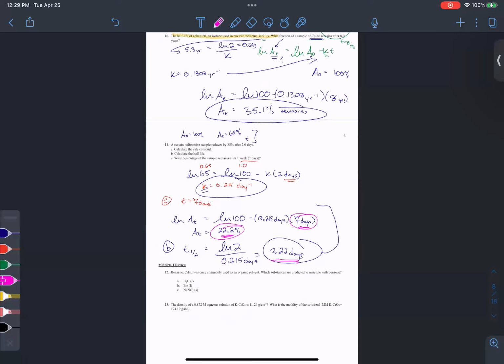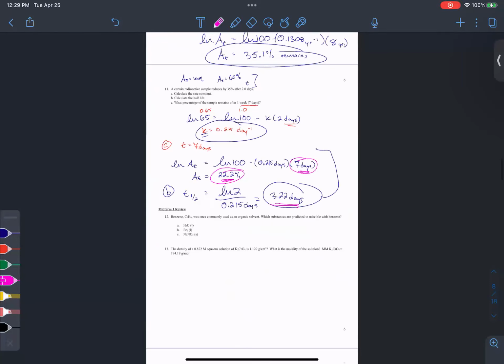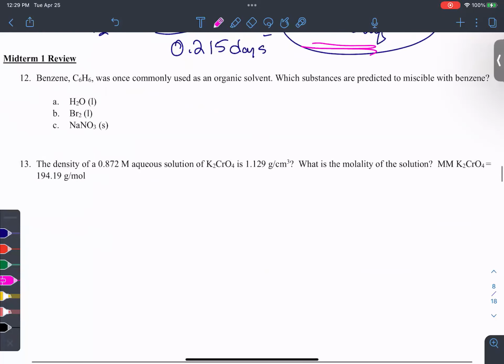That's the new chapter stuff. Okay, what midterm stuff do you want to review? Okay, we're going to do one. We're just going to go in order.